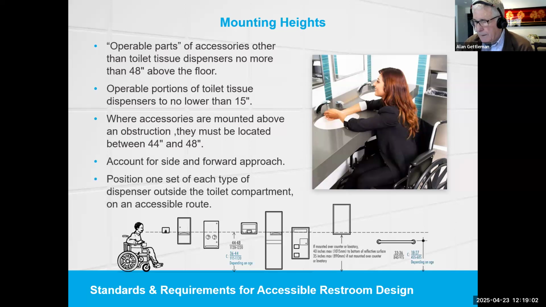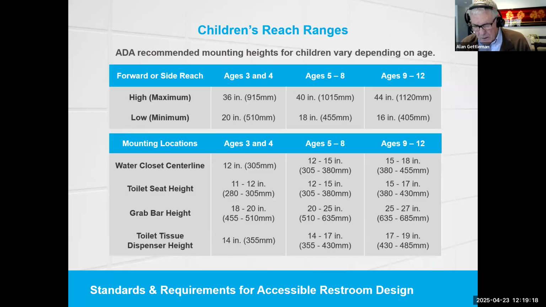Takeaway number 3. One of each type of dispenser should be located outside of the toilet compartment on an accessible route for increased accessibility. When designing restrooms primarily for children's use, select the dimensions that are most appropriate for the specific age group of the children for which you are designing. Just as a reminder, these dimensions are a recommendation and they are not required standards.